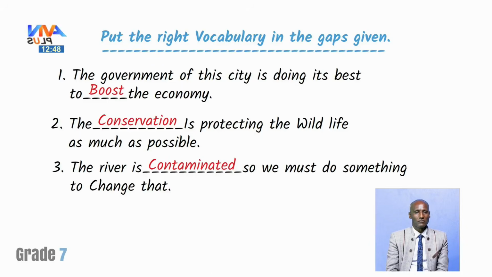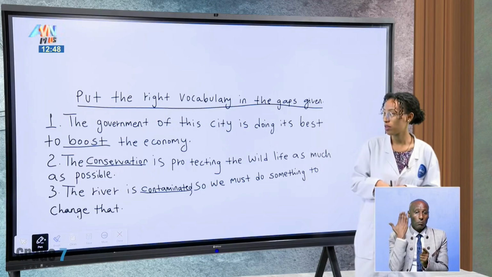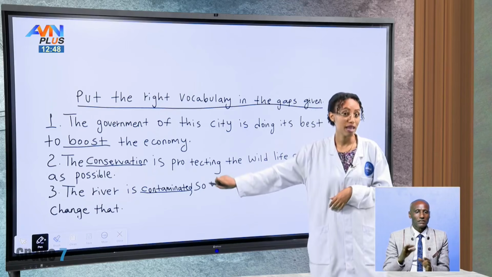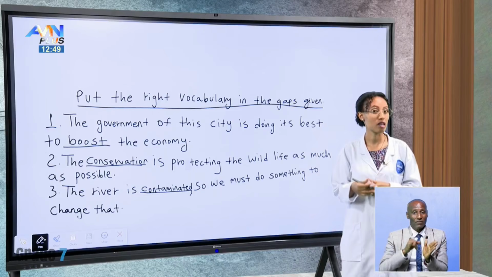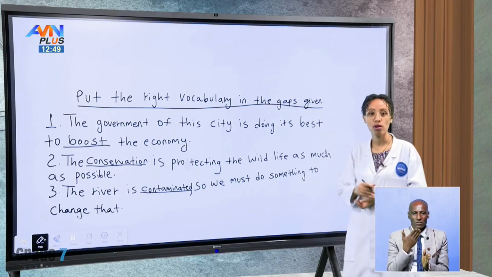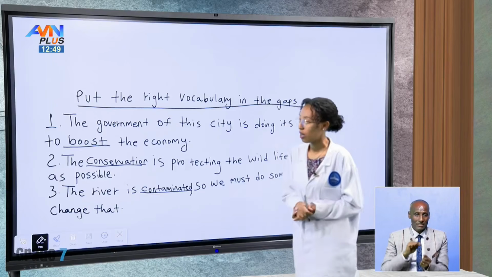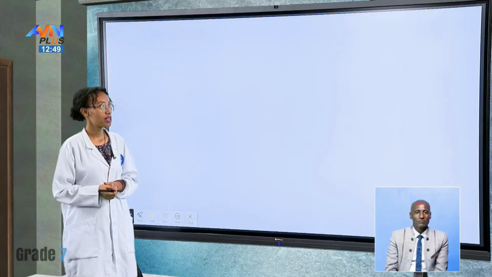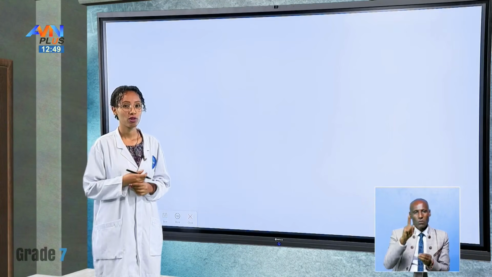Contaminated. I told you earlier, some of the vocabularies may change shape, and they may be in their past form or such. So here we have changed the contaminate into contaminated, right? The river is contaminated. It is polluted. It is not good. It's not safe for the environment. So we must change that. So these are some of the vocabularies that we have seen so far. Since we did this so far, why don't we add maybe one or two exercises and we'll close our class.